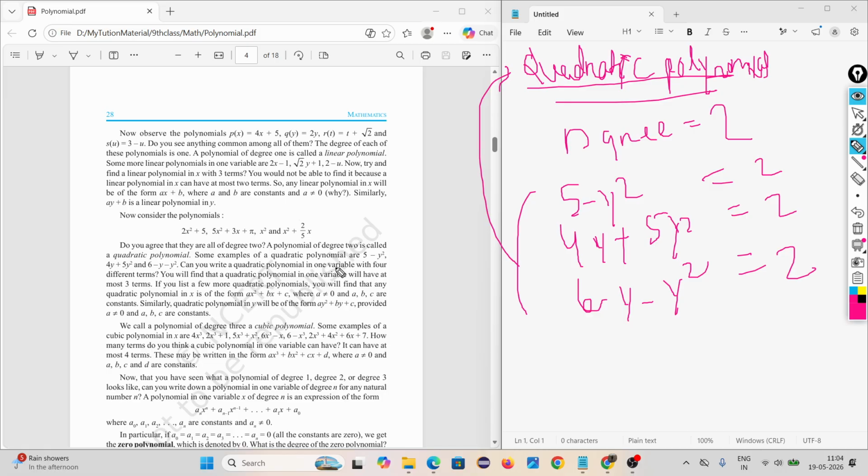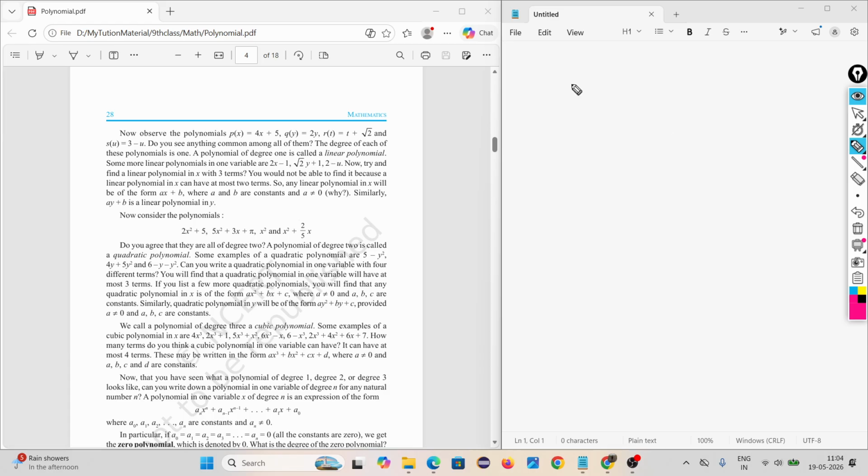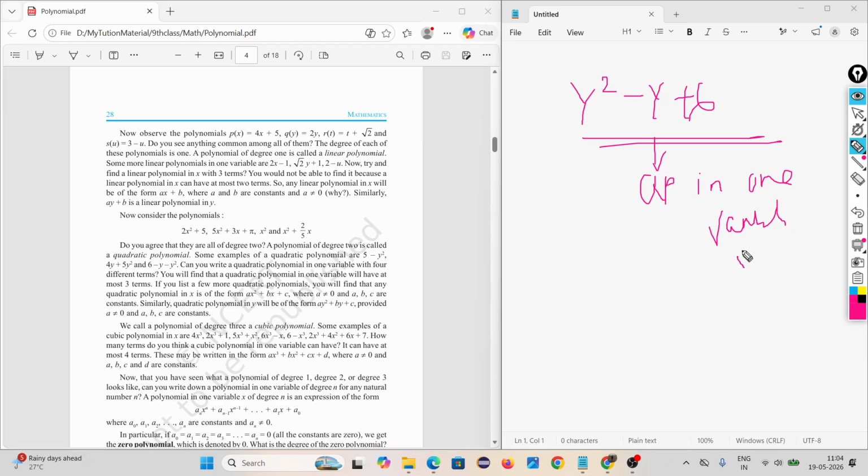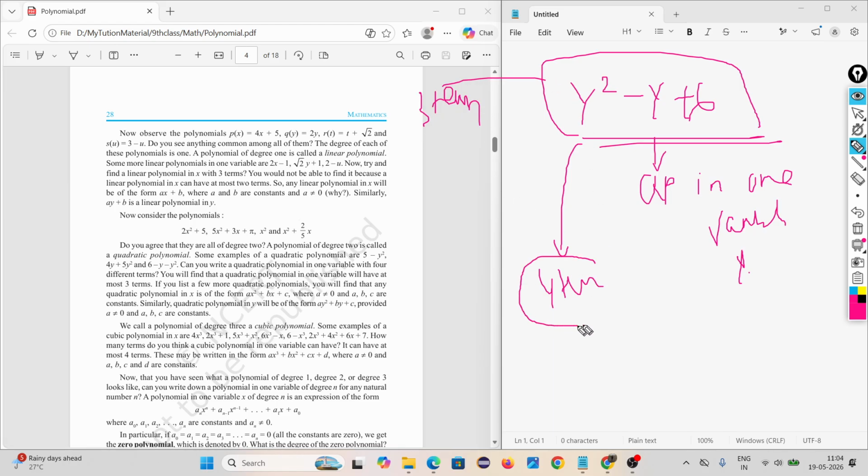Can you write a quadratic polynomial in one variable with 4 different terms? It should be only one variable. Suppose I am giving you one quadratic polynomial, y square minus y plus 6. It is a quadratic polynomial in one variable. Here 3 terms are there, na? Can you write a quadratic polynomial in one variable with 4 terms?